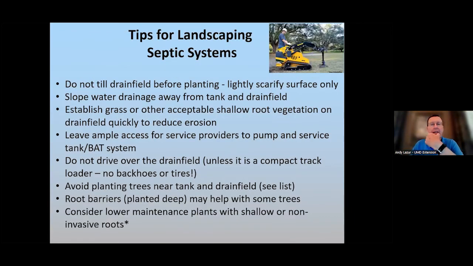And then again, we want to consider low maintenance plants. Typically the rule of thumb is that you want roots that are relatively shallow and non-invasive. In other words, you don't want them going too deep, and you don't want them being so aggressive that they'll get into, particularly a gravel trench, where there's a lot of opening, easy access for those roots to get into that pipe and clog it.